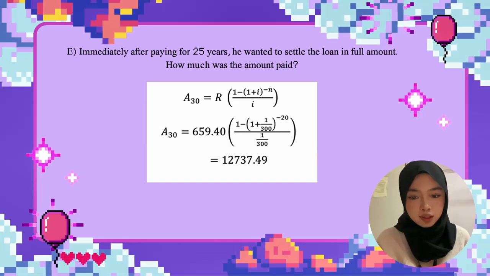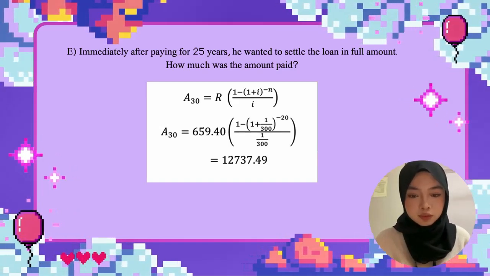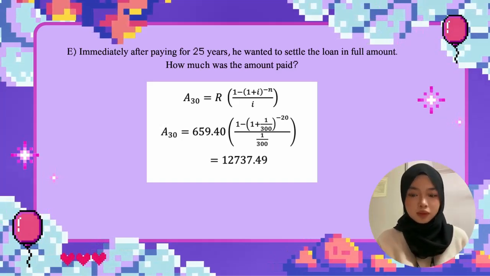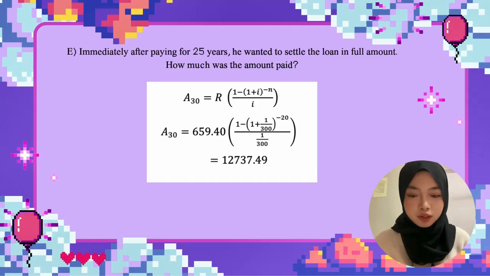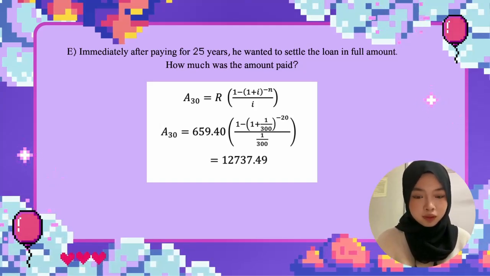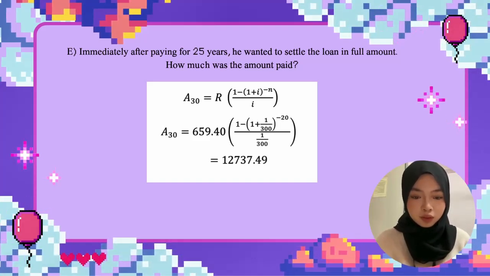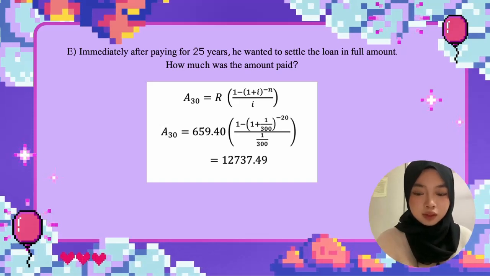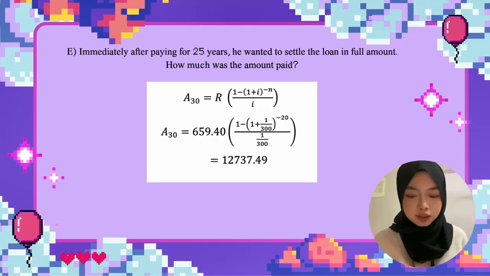I use the formula A equal to R, open bracket 1 minus open bracket 1 plus I, close bracket, negative power of N per I, close the bracket. I equal to R, which is 659.40, open bracket 1 minus open bracket 1 plus I, which is 1 per 300, close the bracket, minus power of N, which is 20 per 1 per 300, close the bracket. So the answer is 12737.49.